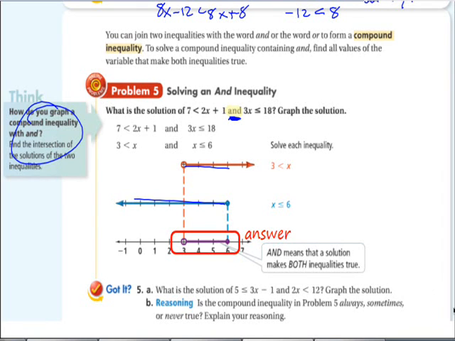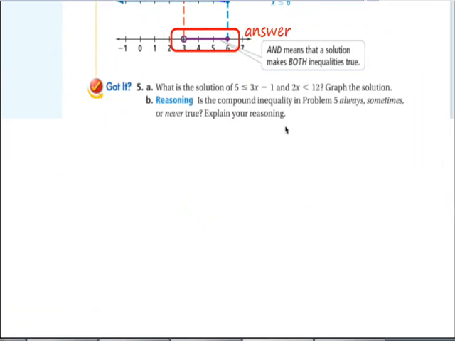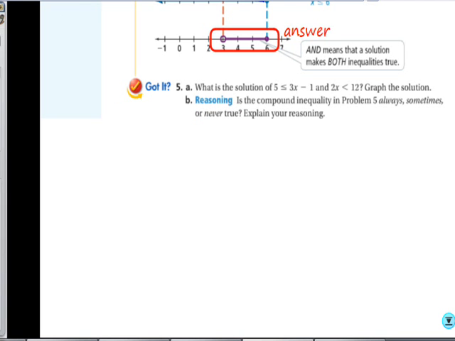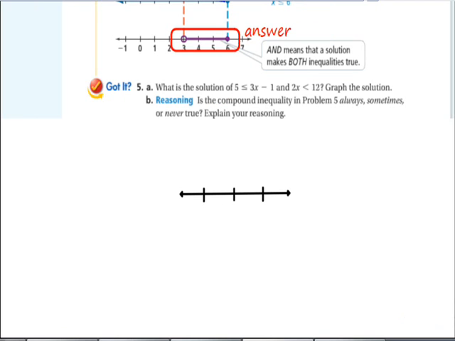So let's take a look at number 5. What is the solution of 5 is less than or equal to 3x minus 1 and 2x is less than 12? So you can pause the video and work on your own. I'm going to go ahead and start working this problem now so I can walk you through it, and if I do this one for you, then you can go ahead and do the next one on your own.